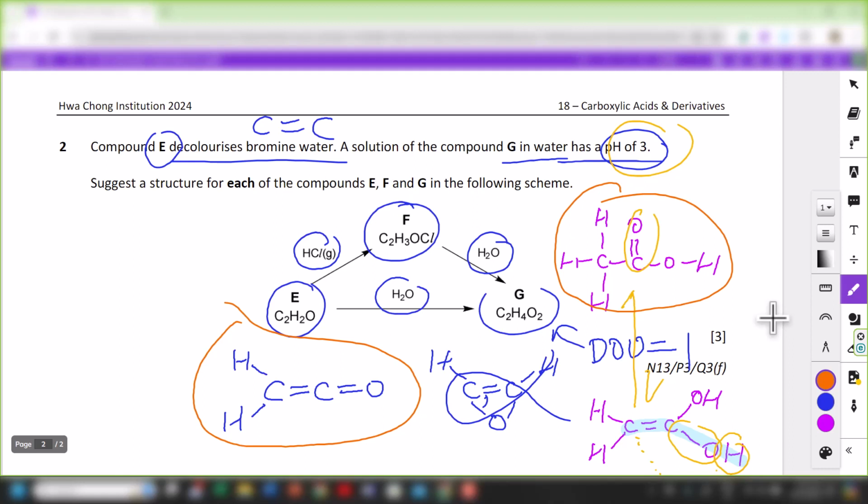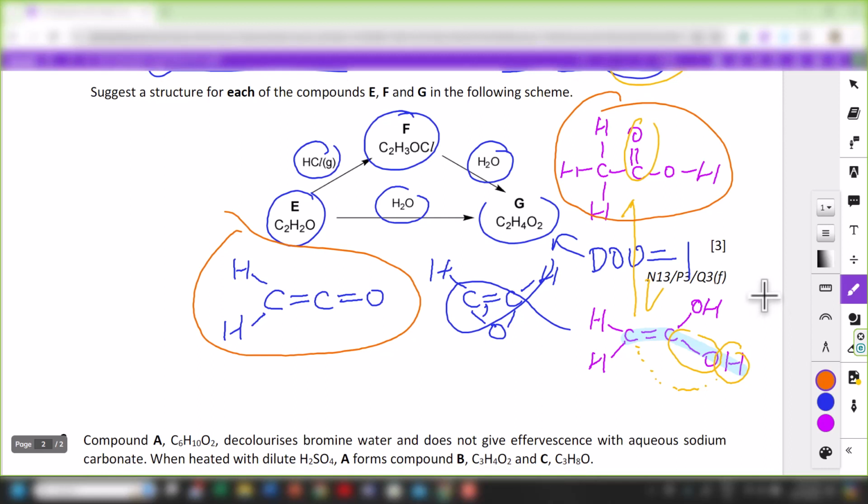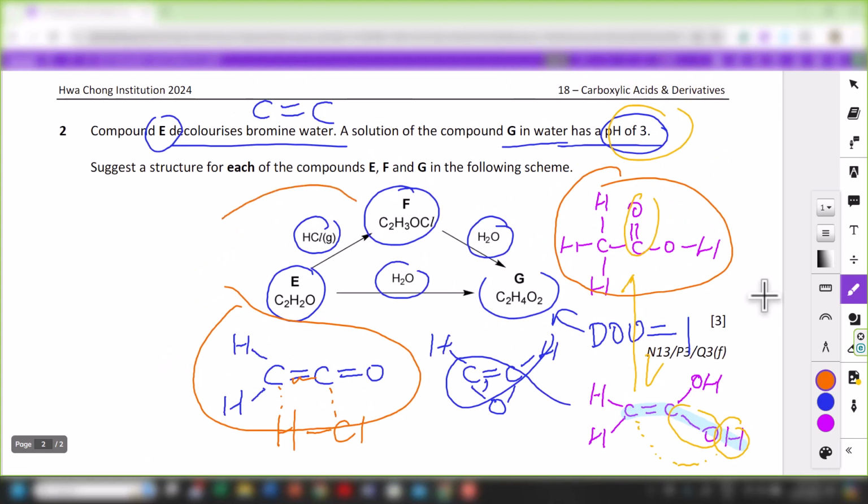It's being tested here because you are given some clues to move from E to F to G. So that means that F is likely to be an acyl chloride, because the reaction you are familiar with, HCl, is that it adds across the double bond. So let me just draw the HCl. Cl, and then it's likely to add across the double bond. You remove this. So therefore my F is likely to take on the structure of an acyl chloride. That will look like this.